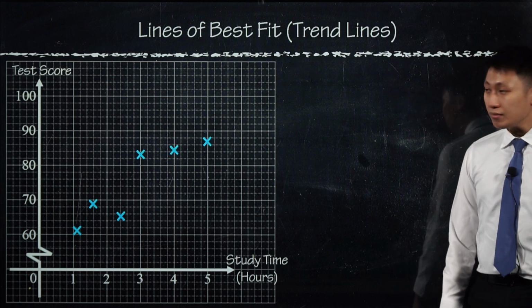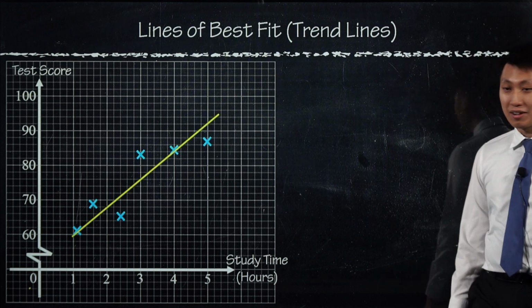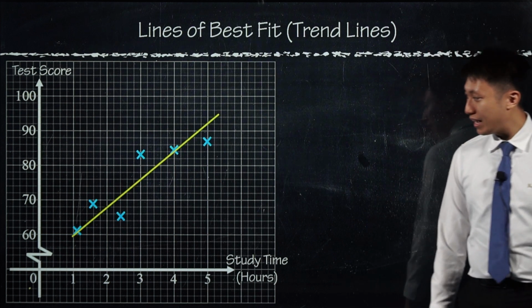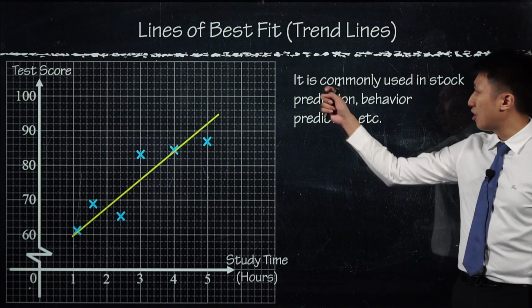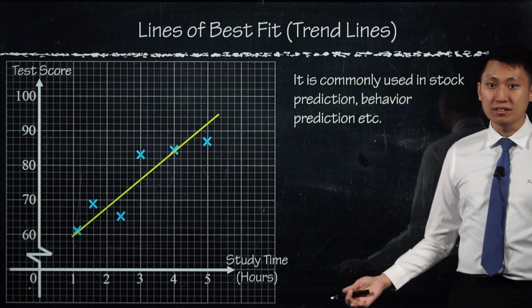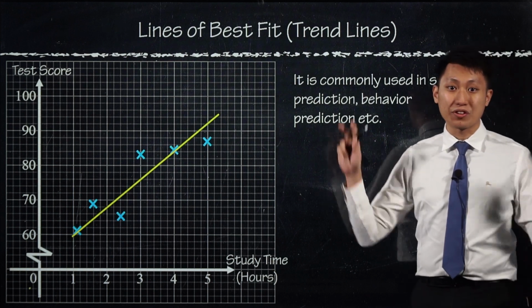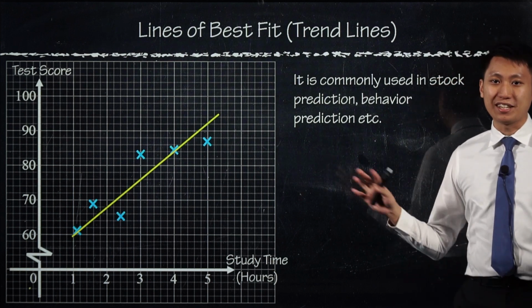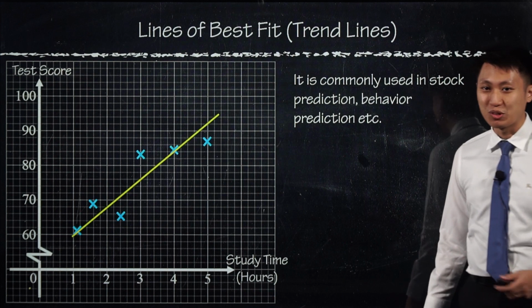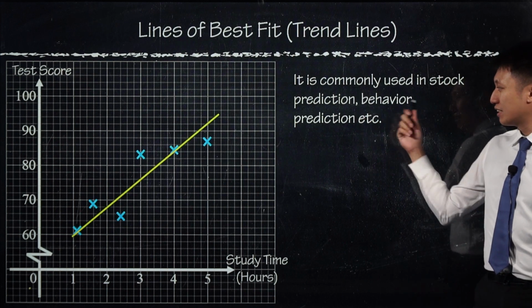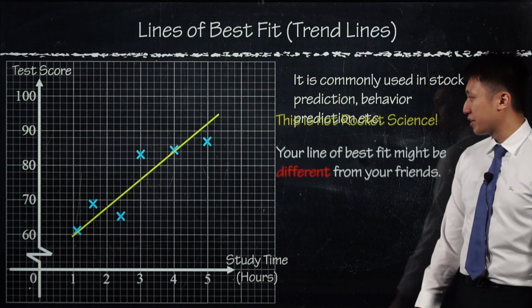So now you are talking about lines of best fit, right? Lines of best fit. It's commonly used in stock prediction. So maybe you draw some kind of trend line, and it will help you to predict stocks, but that's not the case most of the time. It's behavioral prediction.